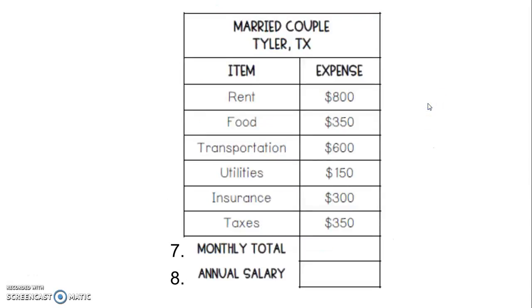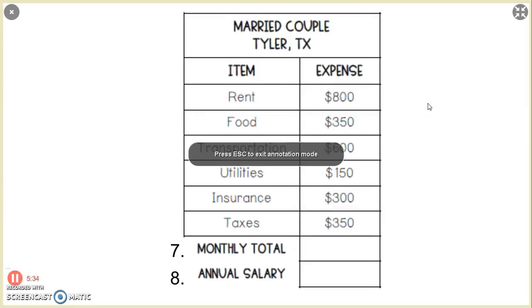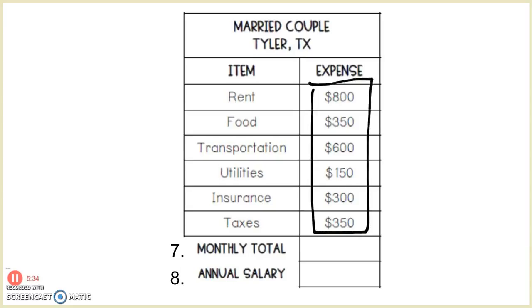Let's take a look at number 7. Here we have a table of a married couple in Tyler, Texas. First, we need to figure out the monthly total. How do we figure out our monthly minimum income that we need? By adding. Go ahead and add up all of these numbers and let me know what you get. So you should have got $2,550 for number 7.